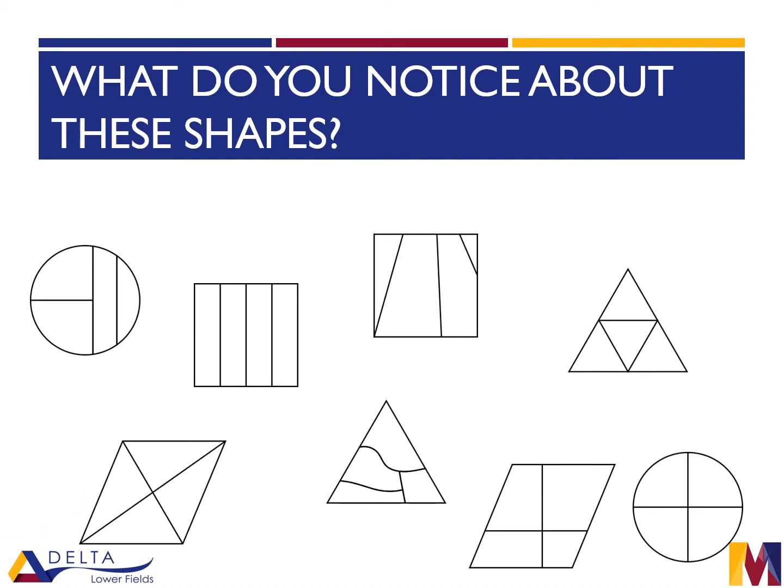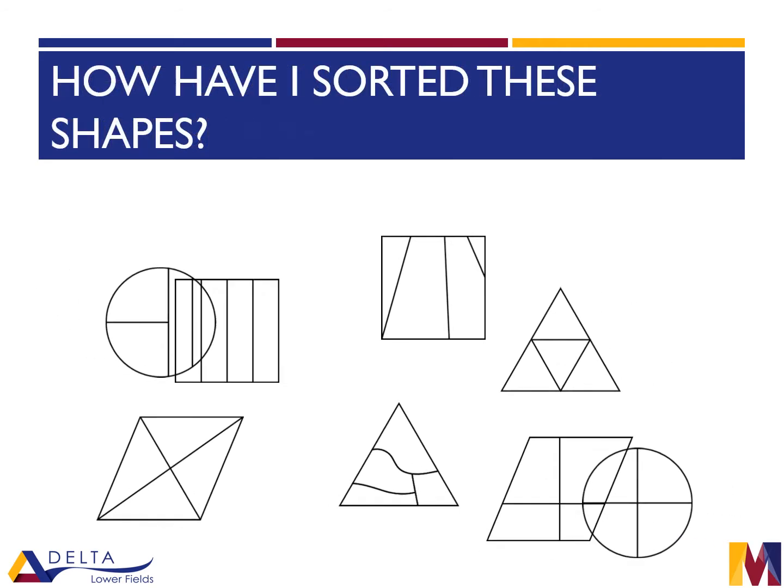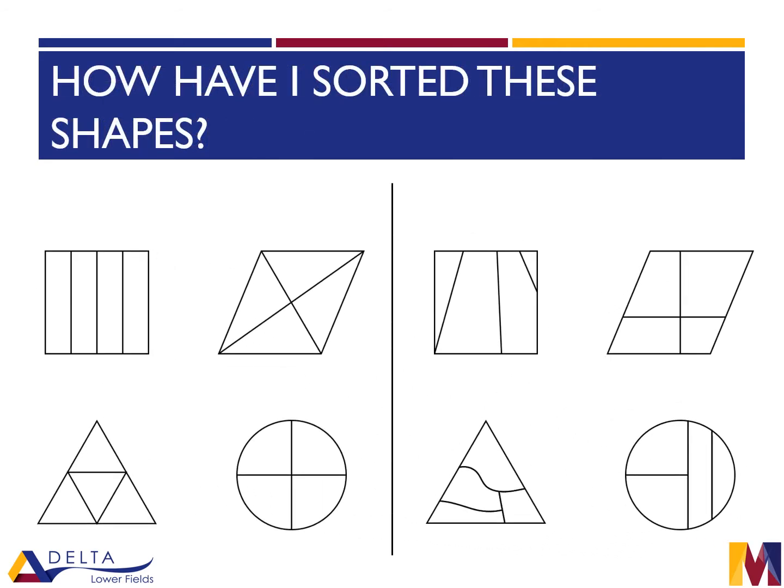Okay, have a look at these shapes and consider what you notice about them. They're different shapes. They're all divided into 4 parts. Now I'm going to move them around a little bit. How have I sorted them? What do you notice about how the shapes have been organised?